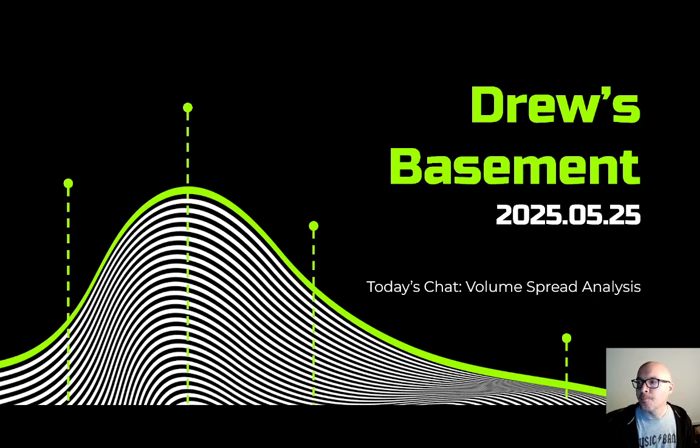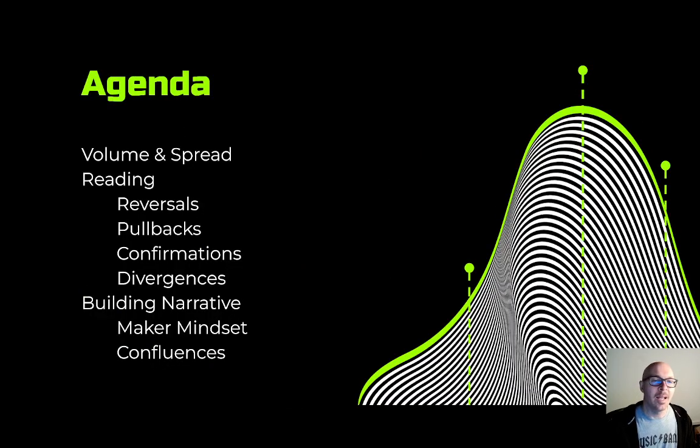All right, guys. Volume spread analysis. What is it? We're going to cover the basics of how volume spread analysis works. We're going to talk a little bit about how to read volume spread and what you can do with that information. You can use it for reversals, pullbacks, confirmations, continuations. We're going to talk about convergence and divergence, and then a little bit about narrative building as well. So that's what we're going through today.